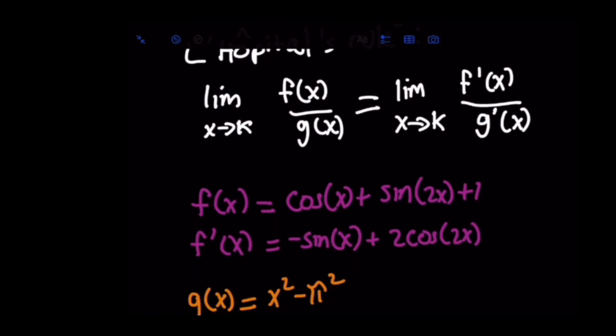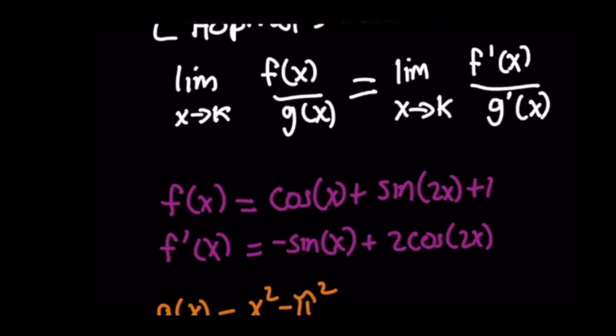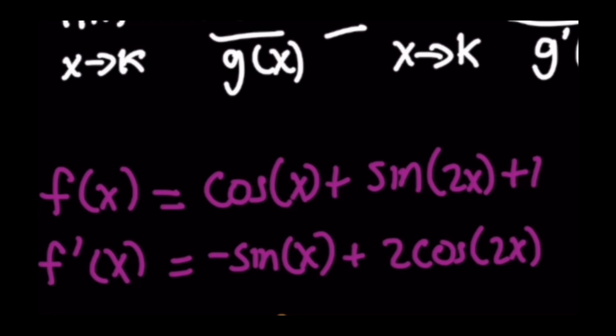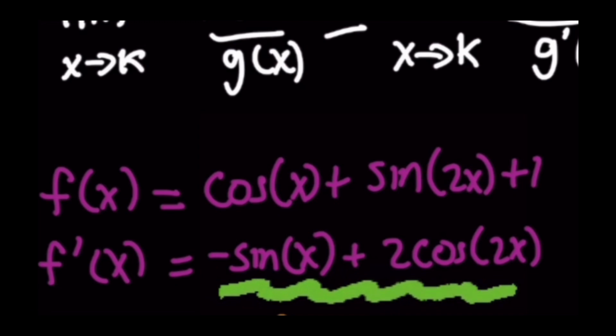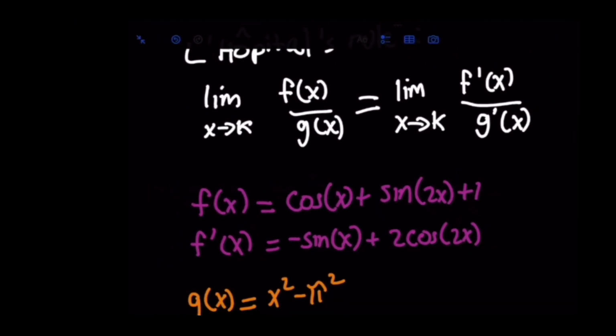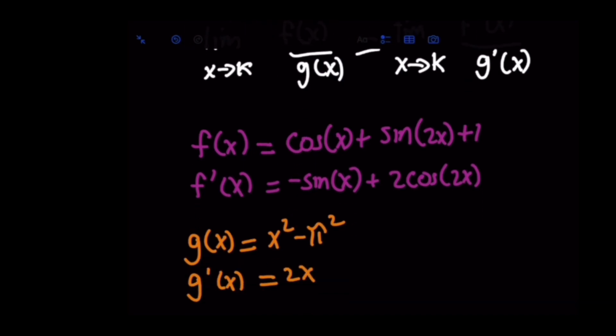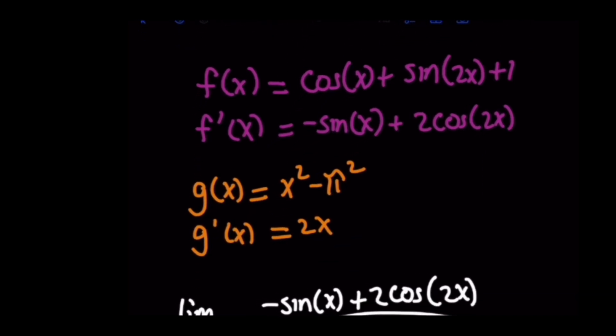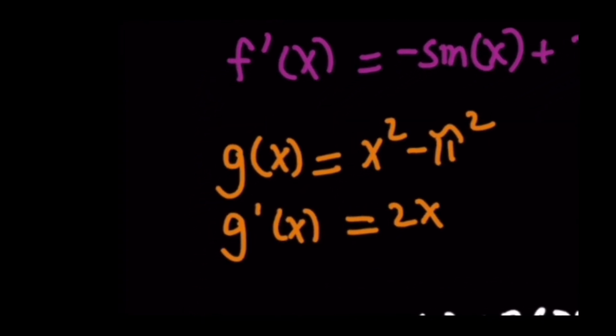Let's assign f of x as the numerator, which is cosine of x plus sine of 2x plus 1. And taking the derivative, you'll get negative sine of x plus 2 cosine of 2x, because with sine of 2x, you use the chain rule, and it's going to be the derivative of the outer sine of x function times the derivative of the inner function, which is 2x. Similarly, for the denominator, you'll get x squared minus pi squared having a derivative that's simply 2x.